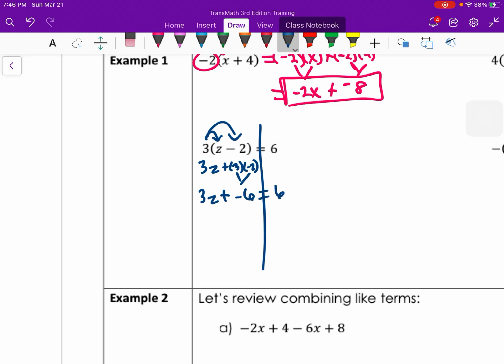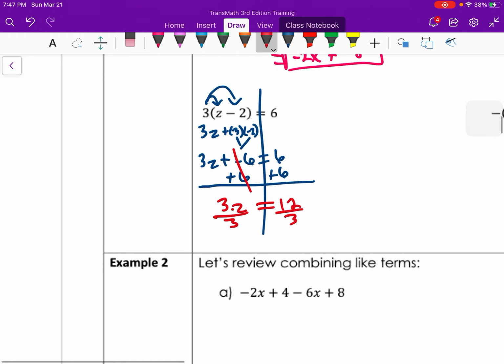Okay, so now we're going to want to do the inverse of adding a -6. So we're going to add 6 to both sides. This difference is 0. So we have 3z equals 12. Now we can divide both sides by 3 because it's 3 times z. So we're left with z equals just 4. And that's how we can use the distributive property to then get to a familiar spot with solving and then solve for our variable or whatever our unknown quantity is.